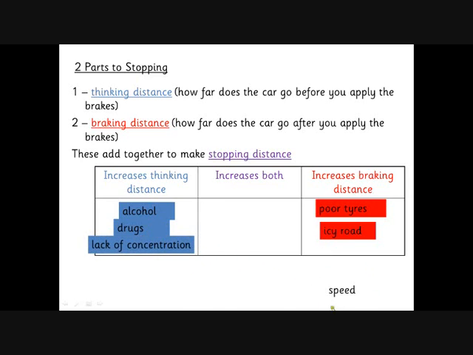And then the one that catches people out normally is speed. You might guess where speed's going, but even if you've got the same thinking time, the distance that you travel is going to be longer if you're going faster, and also the faster you're going, the longer it's going to take you to stop. So speed actually increases both the thinking and the braking distances. So that's why speed is so dangerous, because it's going to increase both halves of this stopping.